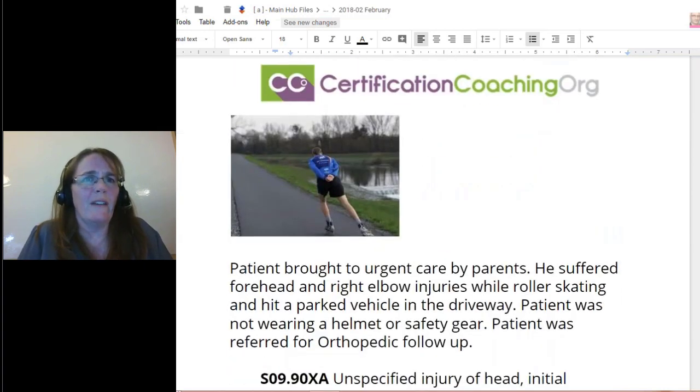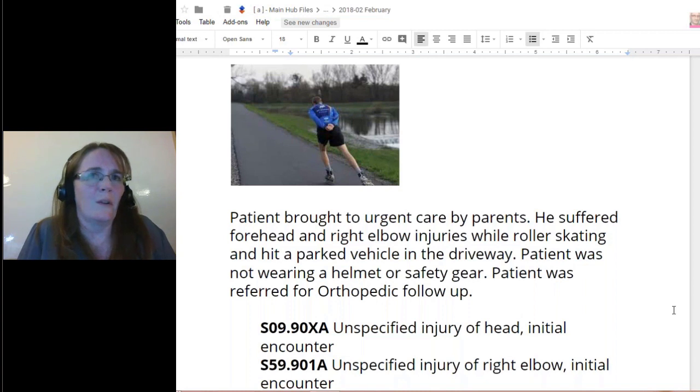Finally, if a place or an activity is not known or not stated, there is an unspecified code, but you're not going to use it because it's really not providing any more information as to how that injury occurred. You'd be better off leaving it blank than including an unspecified Y92.9 for an unspecified place or Y93.9 for an unspecified activity. You really wouldn't use either of those unspecified codes.